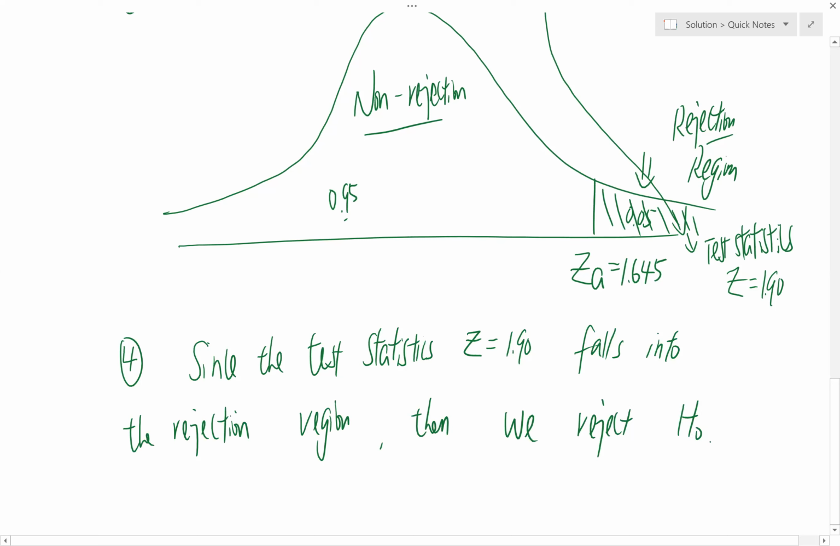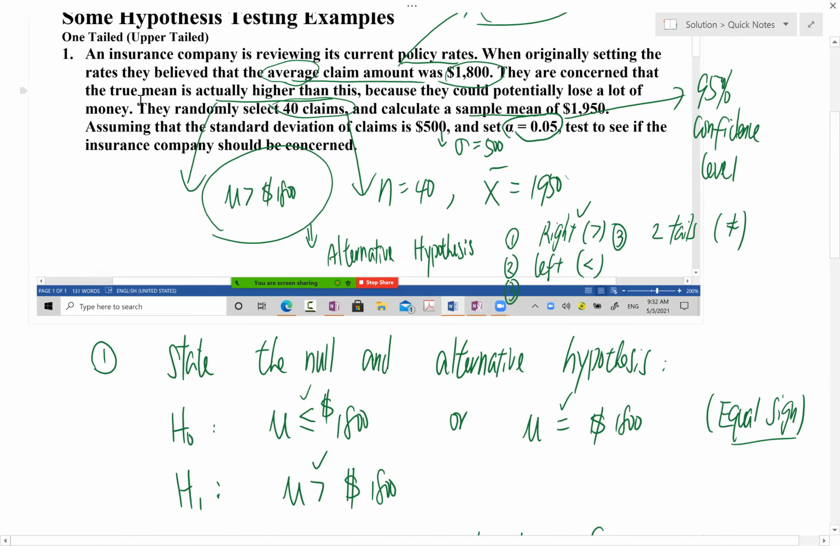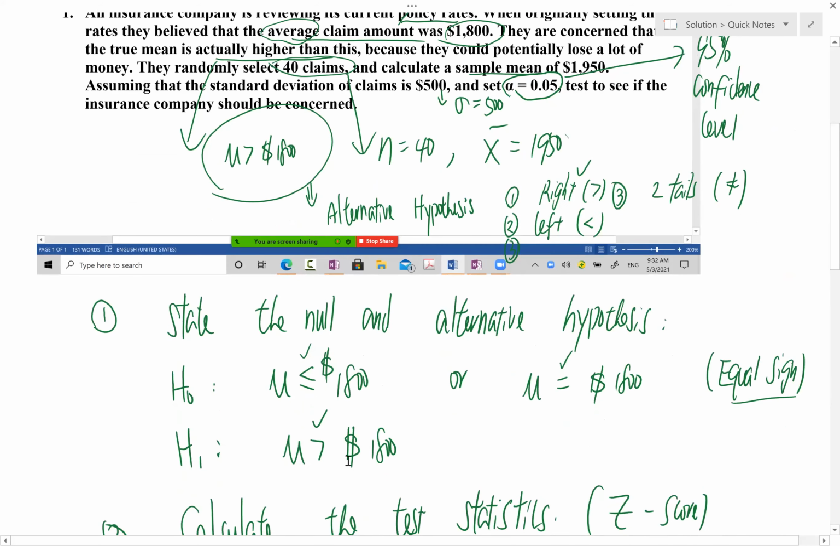Rejecting H0 means H0 is not true, right? That's the essence behind what reject or fail to reject means. When we reject it, it's not a true claim. That's why we reject it. So since we reject H0, the indication is that the alternative hypothesis is true. The true mean is actually higher than $1,800.